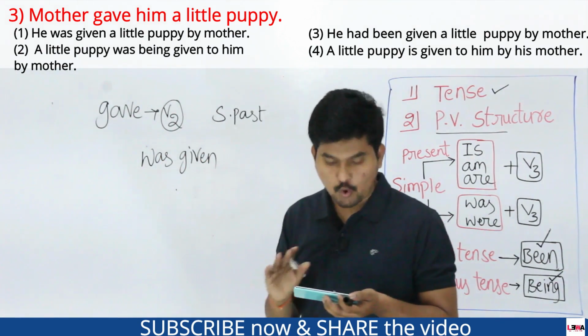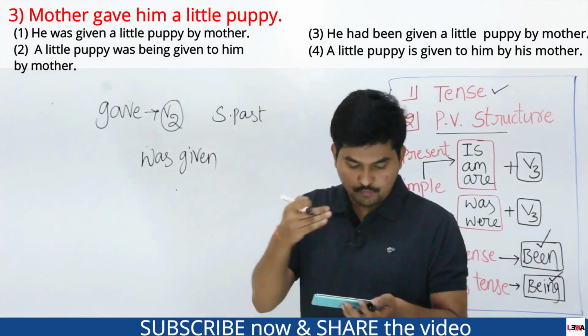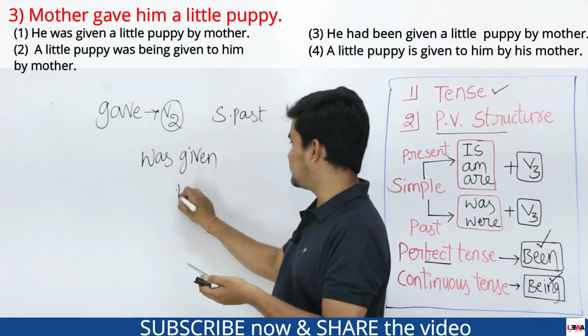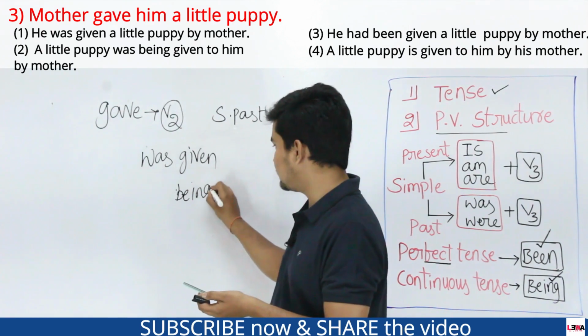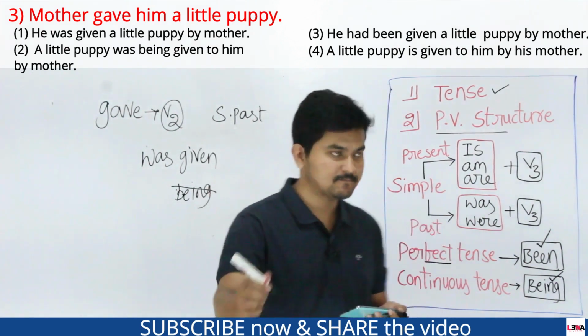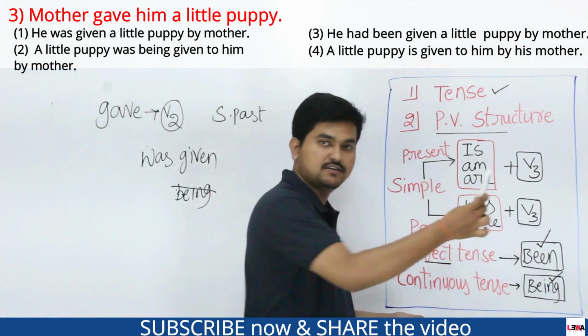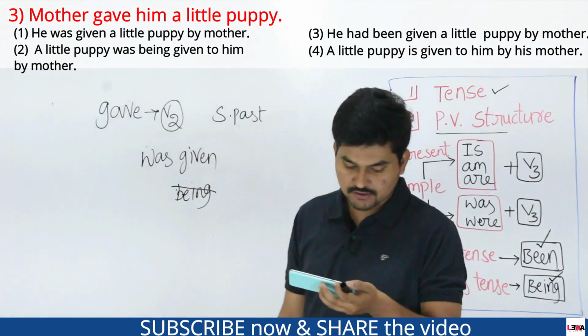That's what I need. Okay, option 2: a little puppy was being given. I will not take option 2. The reason is simple: I don't want "being". All I need is was or were plus V3. You know. What about the third one?